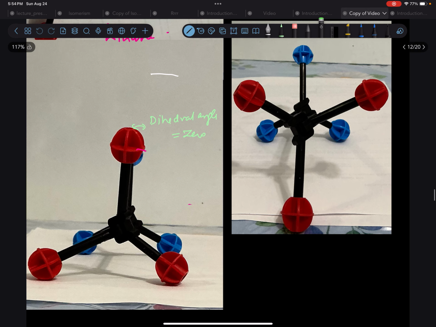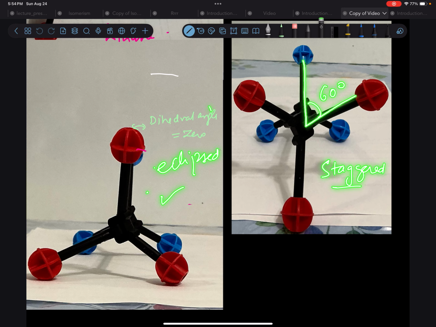Shown in the picture on the left hand side is the eclipsed conformation of ethane, and on the right hand side it is the staggered one. In the staggered conformation, the dihedral angle is 60 degrees, while in eclipsed it is 0 degrees, right?